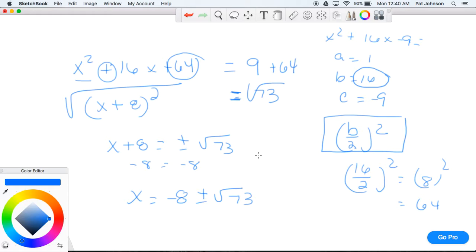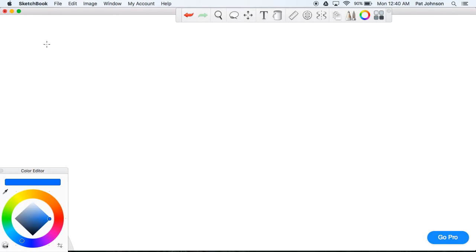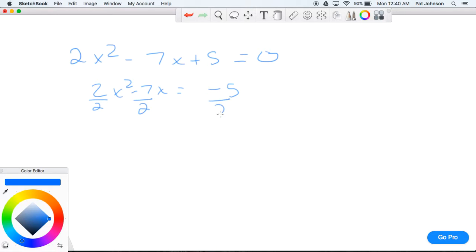Now, when the coefficient of the quadratic term is not 1, you must divide the equation by that coefficient before completing the square. That's the only exception we have. So let's look at this one: 2x squared minus 7x plus 5 equals 0. The first thing we do is move the constant over, so 2x squared minus 7x equals negative 5. Then we've got to make the leading coefficient 1. In order to do that, I divide by 2, using the division property of equations, which says I must do it to every term. So now I get x squared minus 7 halves x equals negative 5 halves.